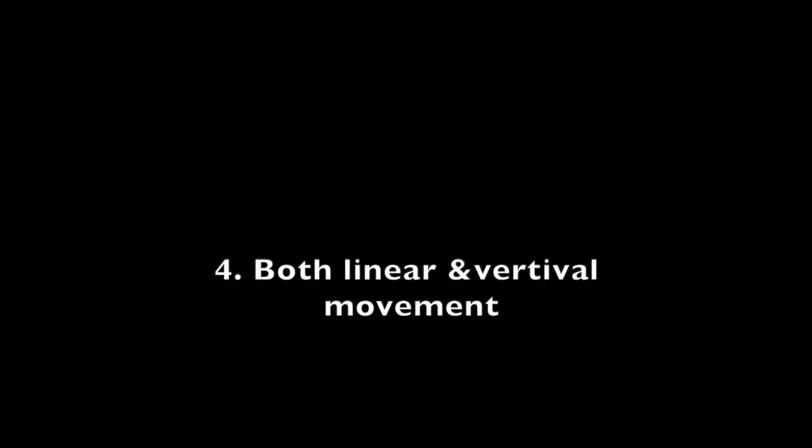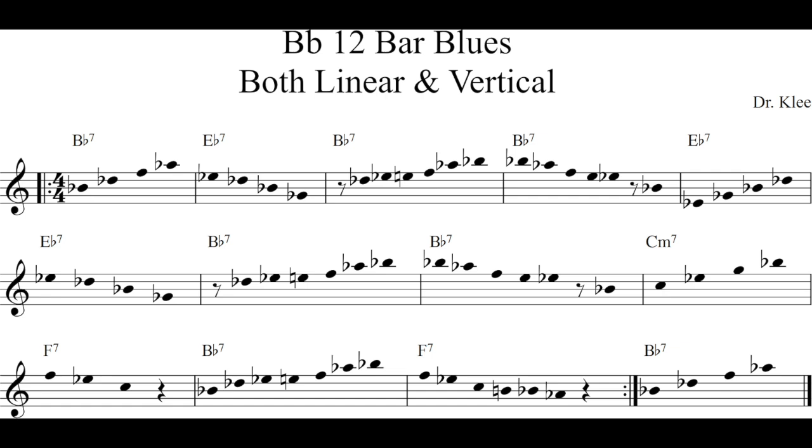In step 4, the next step is to incorporate both linear and vertical movement by alternating throughout the song. Here is what it might look like: arpeggiated and linear.